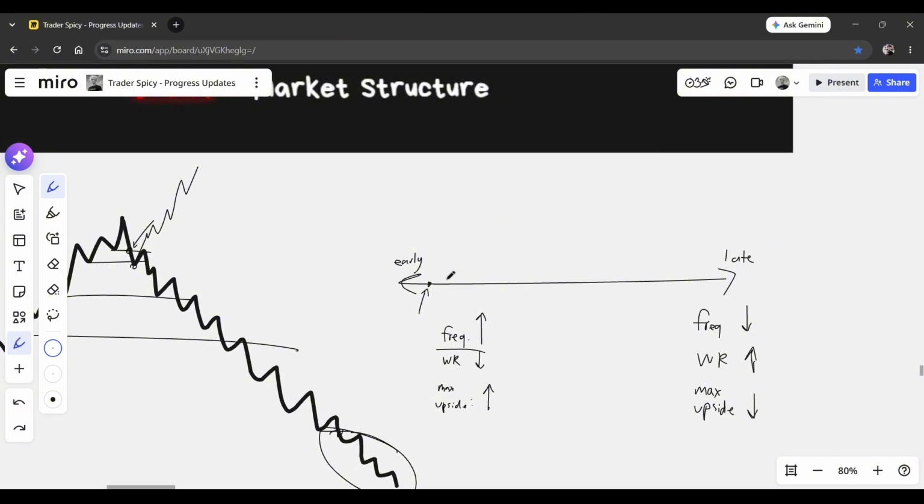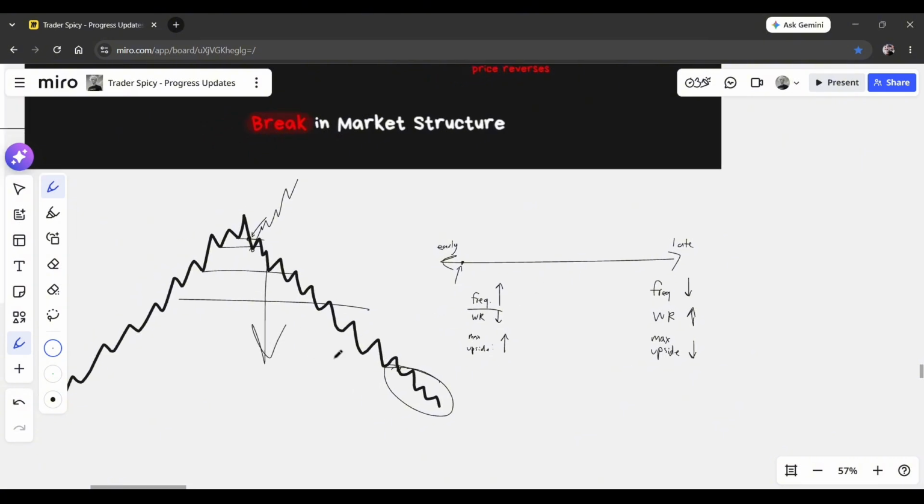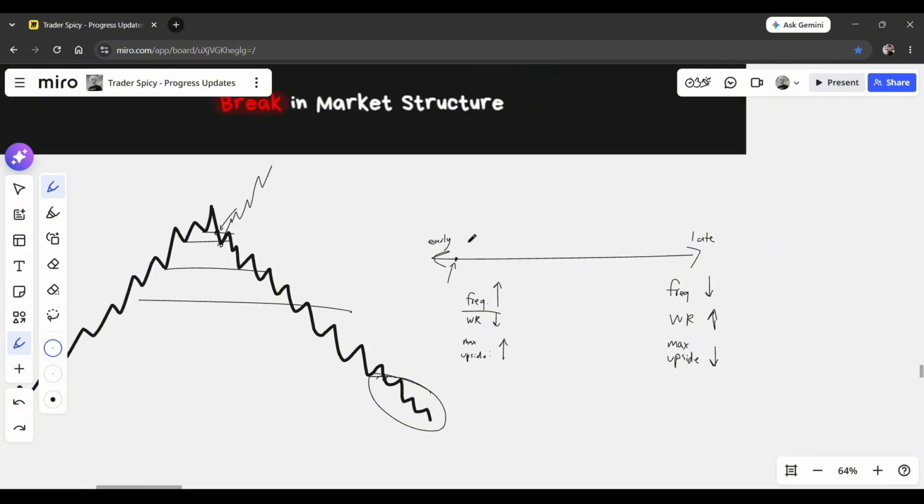The more confident I am in the idea that the market conditions are now changing and a reversal is due, the more external factors or points of confluence I have in a regime change or a break of market structure, the earlier I will enter, right? Because I want to be able to catch more upside.